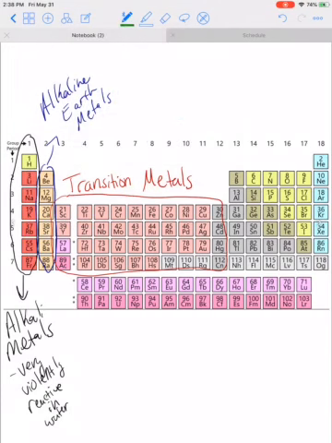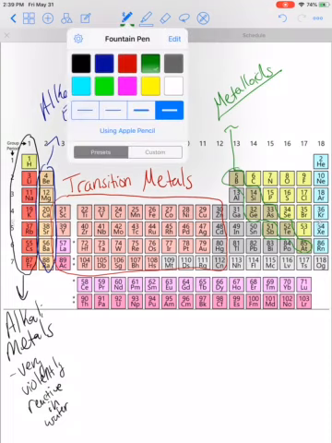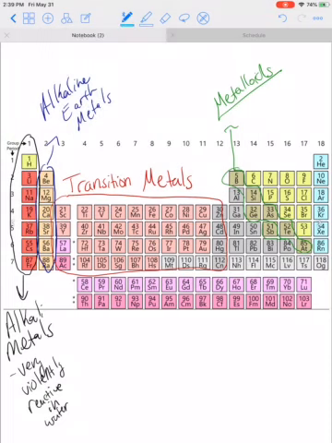Next, you're going to see this stair-step kind of thing that is already done for us. It expands across a few families, but we group all of these together in one, and we call them the metalloids. And the reason we call them the metalloids is because they have properties of both metals and nonmetals. All of them do. So this particular stair-step group is known as the metalloids.